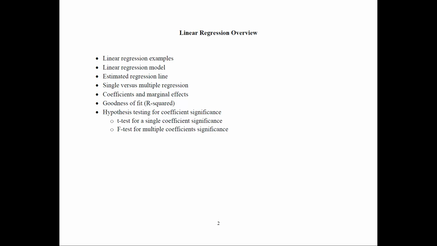Then we will talk about the coefficients and marginal effects, how to calculate them, about the goodness of fit, or the R-squared and adjusted R-squared, and we will conclude with hypothesis testing for the coefficient significance, whether we have a T-test for a single coefficient significance or an F-test for a joint significance of all the coefficients.